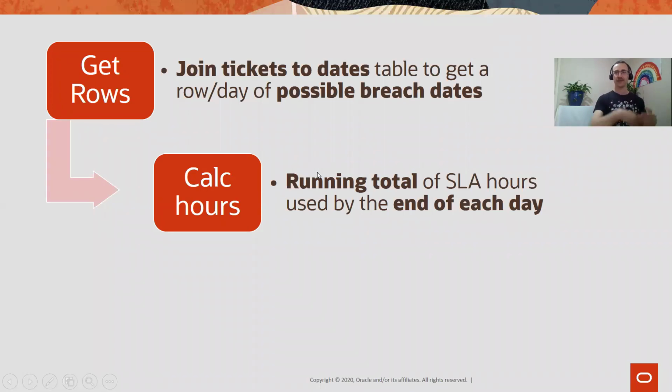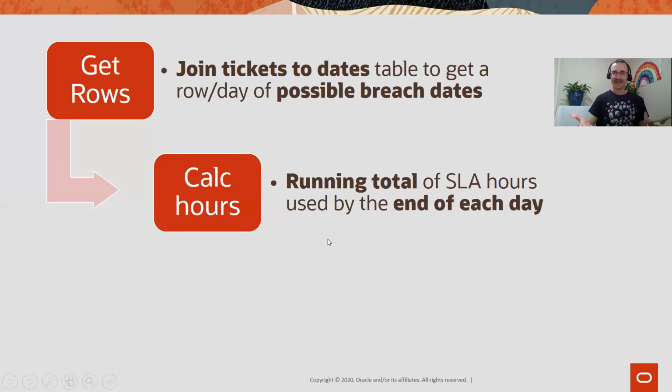On Wednesday, by the end of that day, we've only had 2 working hours actually used. Thursday after, we've then got 11 hours in the working day plus the 2 hours we used, 13 hours used, and so on. So for each of the dates we calculated in step 1, we're then going to get the running total of working hours used by the end of that day.